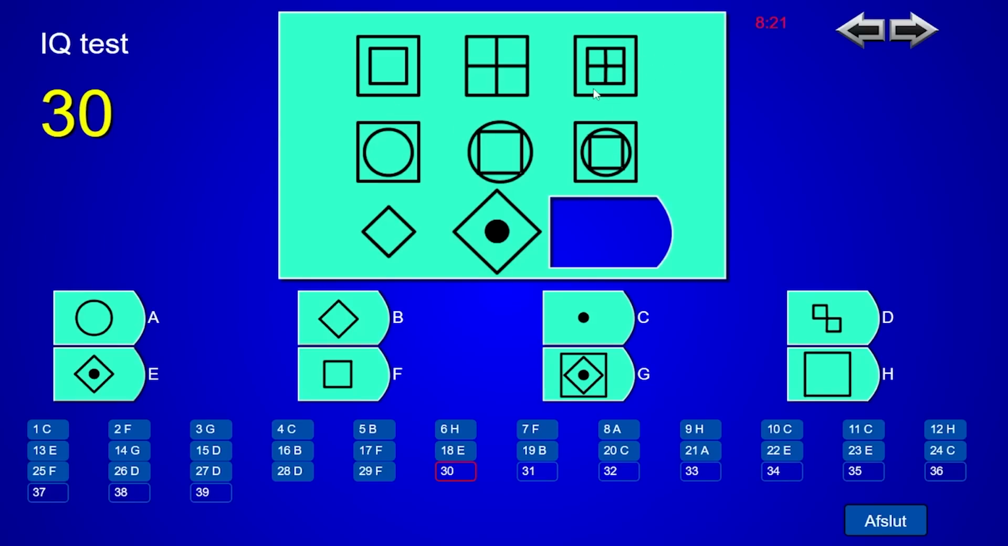This one here contains both of these, and this one here contains both of these. If we take the middle one and put it inside the inner thing, we do get that. If we take this one, shrink it, put it in here, we do get that. If we take this one, shrink it, put it in here, we would get E. Take this one, shrink it, put it in, get E. So it's E.